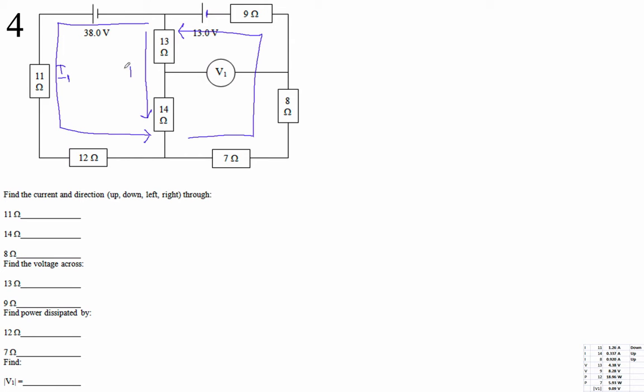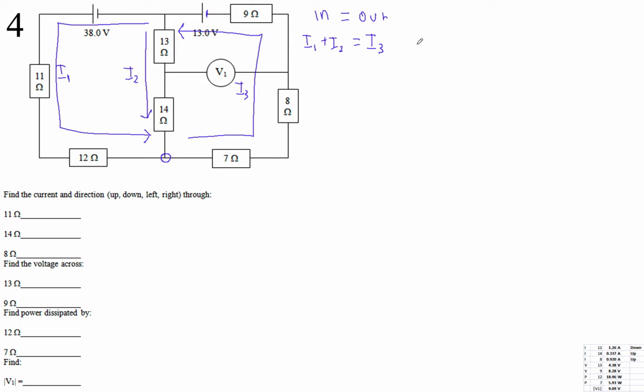Now remember, if you guess wrong, don't worry about it because you'll just get a minus sign. You can't get it wrong. Okay, so let's look at this junction right here. Let's do the junction rule: in equals out. I1 is flowing in, and I2 is flowing in, so I1 plus I2, and I3 is flowing out of that junction.